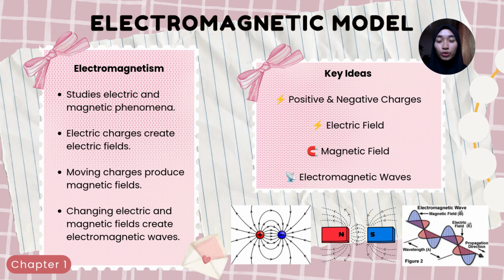Chapter 1 introduces electromagnetism. Positive and negative charge produce electric fields. When charge move, they generate magnetic fields. A changing electric field and magnetic field together produce electromagnetic wave such as light.